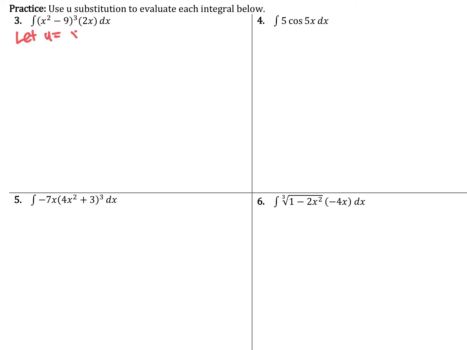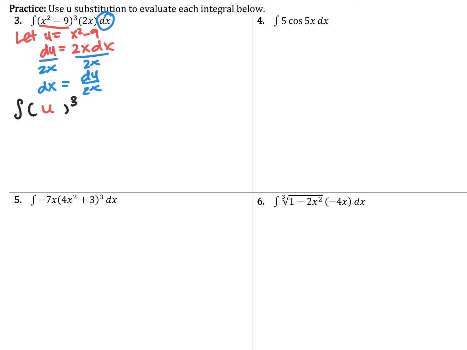So I'm going to define u to be the inside function that I see, which is x squared minus 9. That means that du is the derivative of that, which is 2x dx. And if I solve for dx, I'm going to get that dx equals du divided by 2x. So that's going to get replaced here. Now I'm going to rewrite my integral. The integral of something cubed, and that something we chose now to be defined as u, times 2x, and dx we are replacing with du divided by 2x.